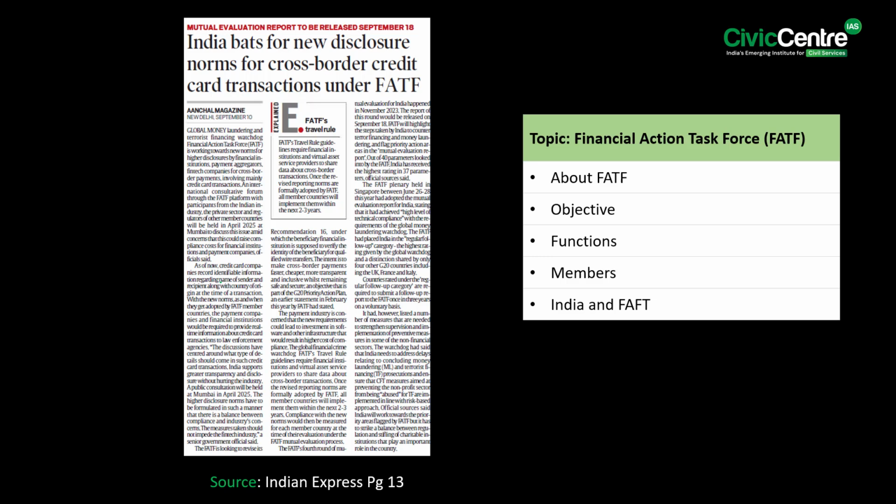The last article of the day says that the global money laundering and terrorist financing watchdog, Financial Action Task Force, FATF, is working towards new norms for higher disclosures by financial institutions, payment aggregators, and fintech companies for cross-border payments involving mainly credit card transactions. In this context, let us talk about the Financial Action Task Force, in short called the FATF.